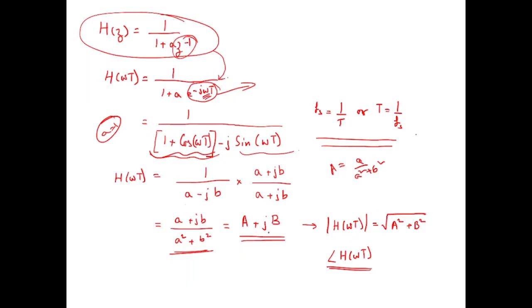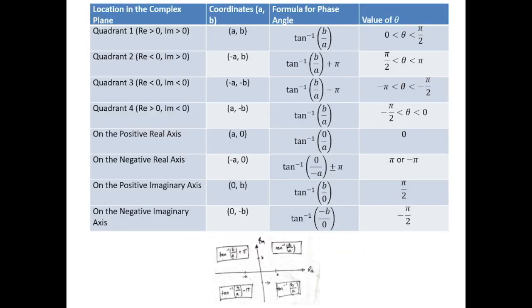So what is the modulus of this one? Under root of a square plus b square, and the phase will be theta of omega t. Okay, now how will you determine the phase? You will be determining this phase. I hope all of you remember this diagram.